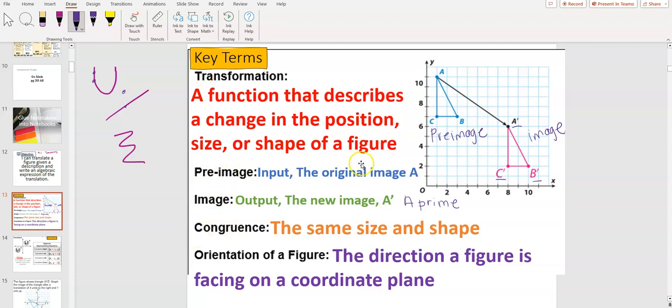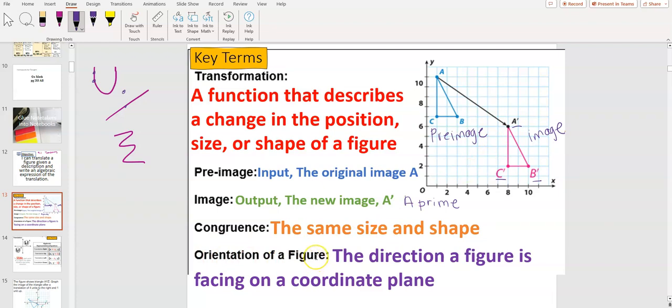Now, when we transform a shape, we have to wonder about its congruence. Is the pre-image the same size and shape as the image? Translating, which we're doing today, does maintain the congruence of a shape. That means that when I slide the shape around, it's going to have the same size and shape as the original image. Something else we need to think about is the orientation of a figure.